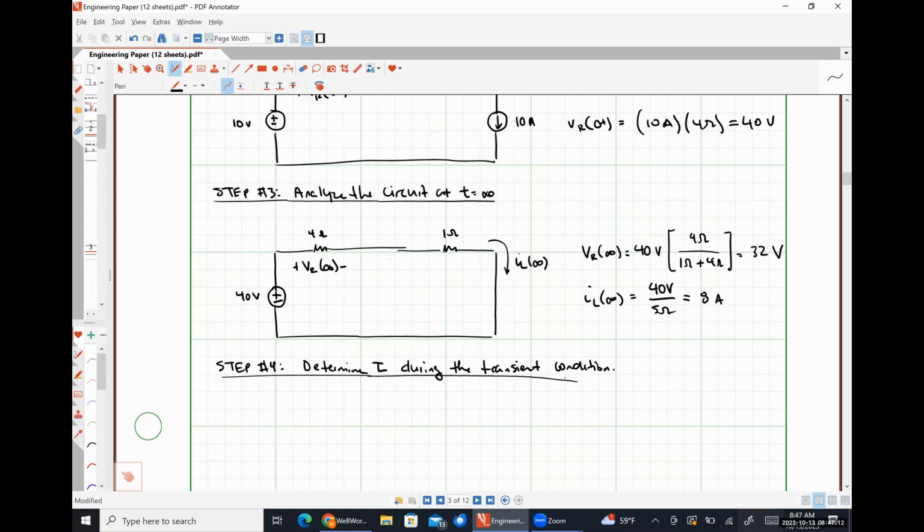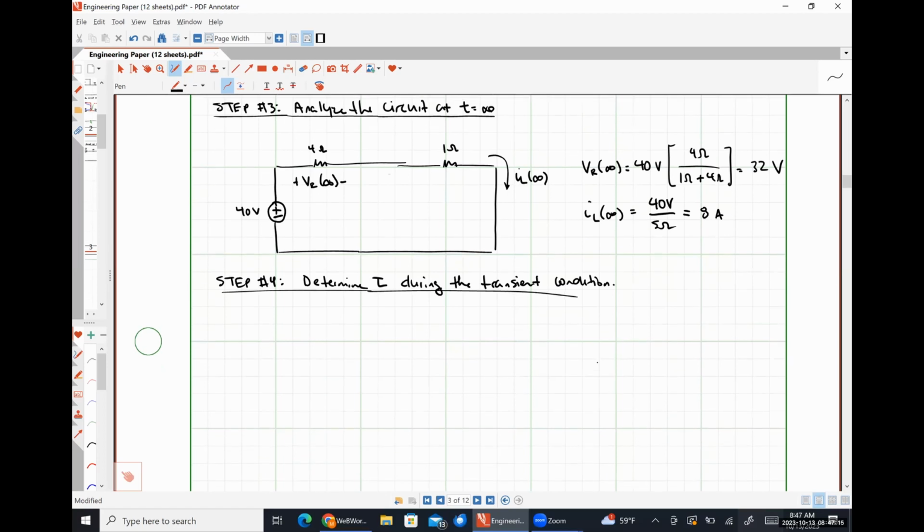All right. So during the transient condition, our circuit looks like this. Here's our 10-volt source. Here's our 4-ohm resistor. Here's our 30-volt source. Here's our 1-ohm resistor. Here is our, if I'm remembering correctly, half Henry inductance. So we have an RL circuit. So what is tau?